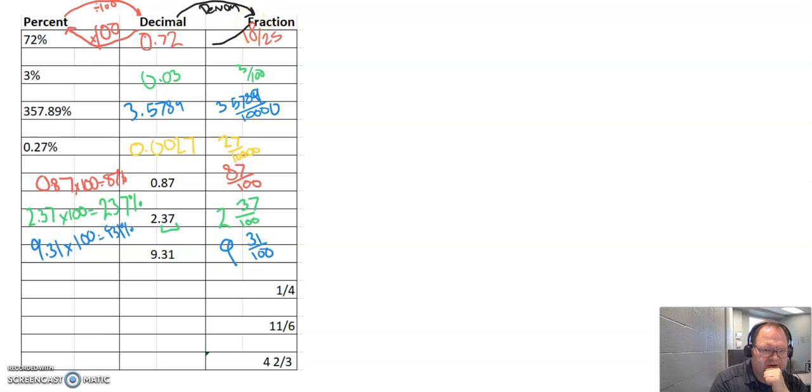So going from a fraction to a decimal is a division. So 1 divided by 4 is equal to 0.25. That's really all fractions are. They're just a division question. So 11 divided by 6, although it looks different, it's done exactly the same way, is 1.83333333 forever.